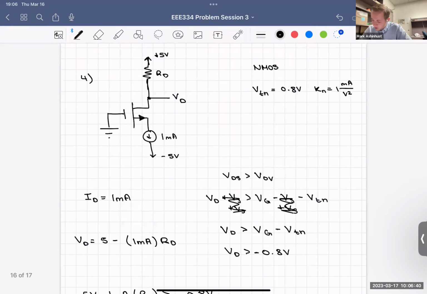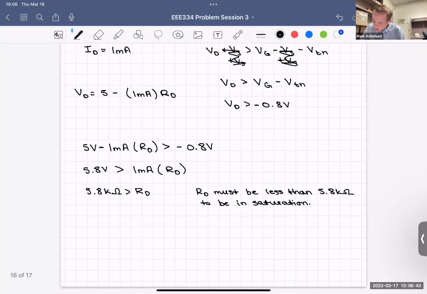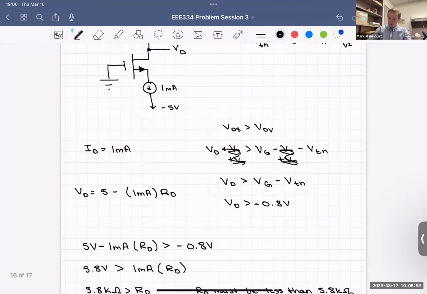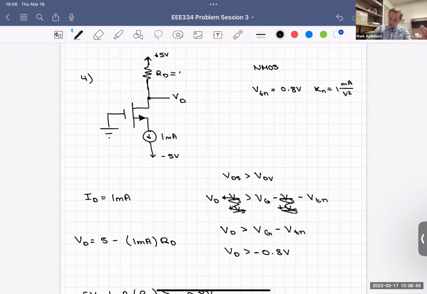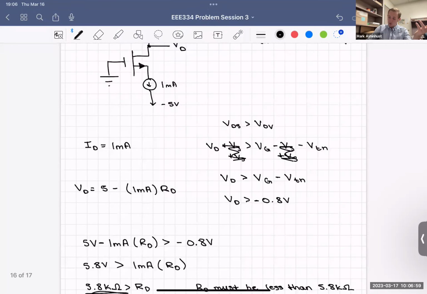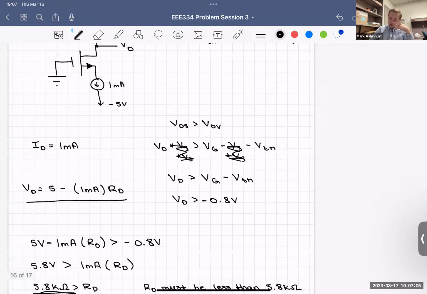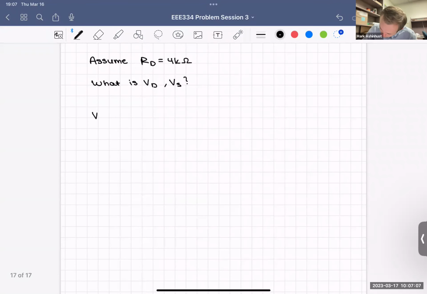And now solve for what is VD and VS. Well, if RD is 4 kilo ohms, is that less than 5.8? Yes, it is. So that means, what mode are we in? That means we're in saturation. So RD is now equal to 4K. We're in saturation. Awesome. We already know what ID is. And now we know what RD is. So we can just solve for VD real easy.